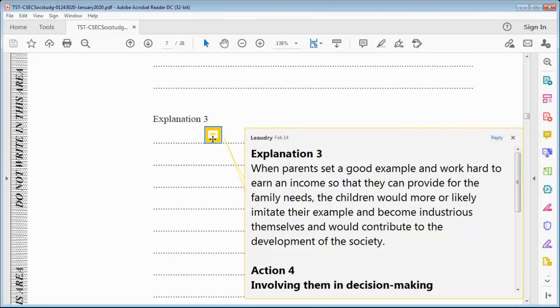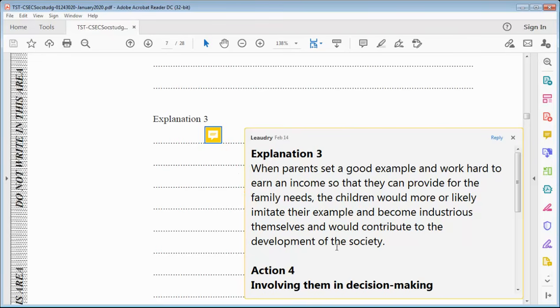Well, when parents set a good example and they work hard to earn an income so that they can provide for the family needs, the children would more than likely imitate their example and become industrious themselves. And then they would in turn make a contribution to the development of the society. So parents can do that.